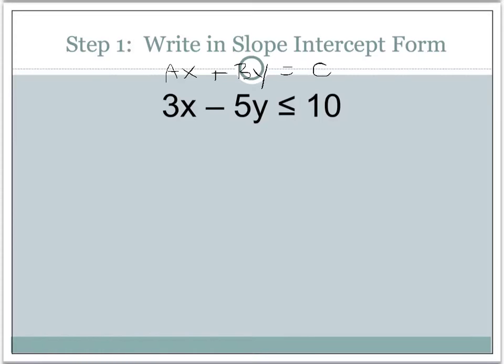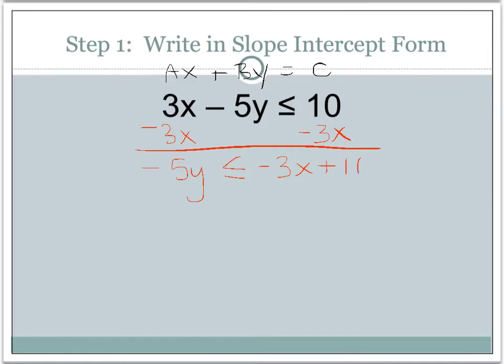We know that this is standard form, but it's a little more difficult to graph in this form. If we left it in this form, we could find the x and y intercepts, plot those intercepts on our coordinate plane, and then graph that. But let's take a look at how we would convert standard form into slope-intercept form. To do that, we want to get the y by itself. We want to move everything else away from the y. So the very first thing I would do is subtract 3x from both sides of my inequality. I will end up with negative 5y is still less than or equal to negative 3x plus 10.